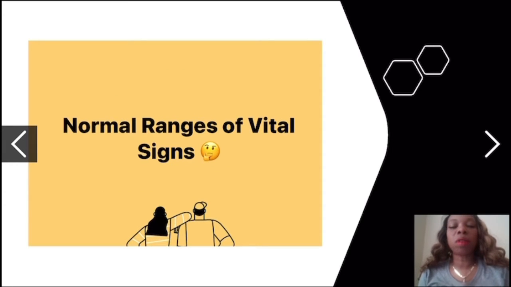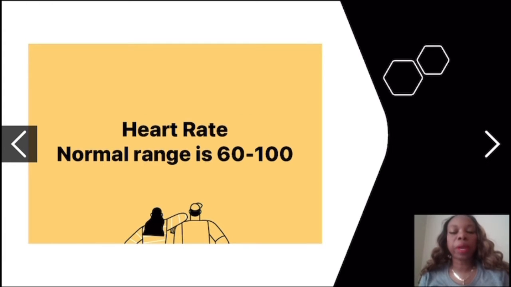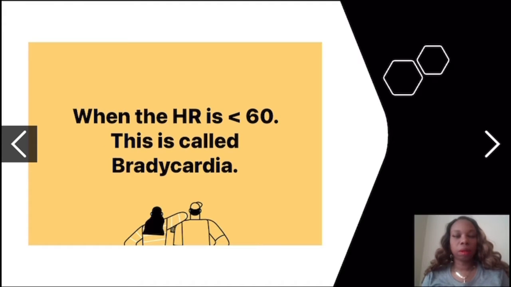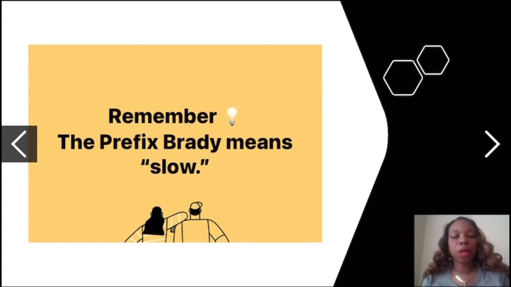Let's talk about normal ranges of vital signs. The heart rate, the normal range is 60 to 100. The heart rate can also be referred to as the pulse. When the heart rate is less than 60 beats per minute, this is called bradycardia. This is a change and it needs to be reported to the nurse. Remember the prefix brady means slow.